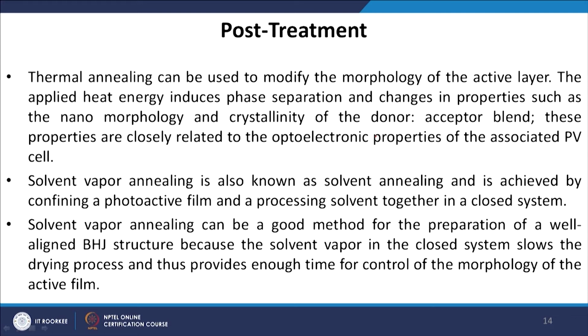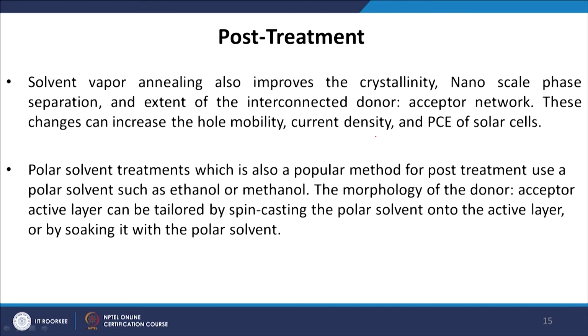Solvent vapor annealing is also known as solvent annealing and is achieved by confining a photoactive film and a processing solvent together in a closed system. Solvent vapor annealing can be a good treatment for preparation of a well aligned BHJ structure because the solvent vapor in the closed system slows the drying process and provides enough time for control of the morphology of the active film. It also improves the crystallinity, nanoscale phase separation and extent of the interconnected donor acceptor network. This change can increase the hole mobility, current density and power conversion efficiency of the solar cell.